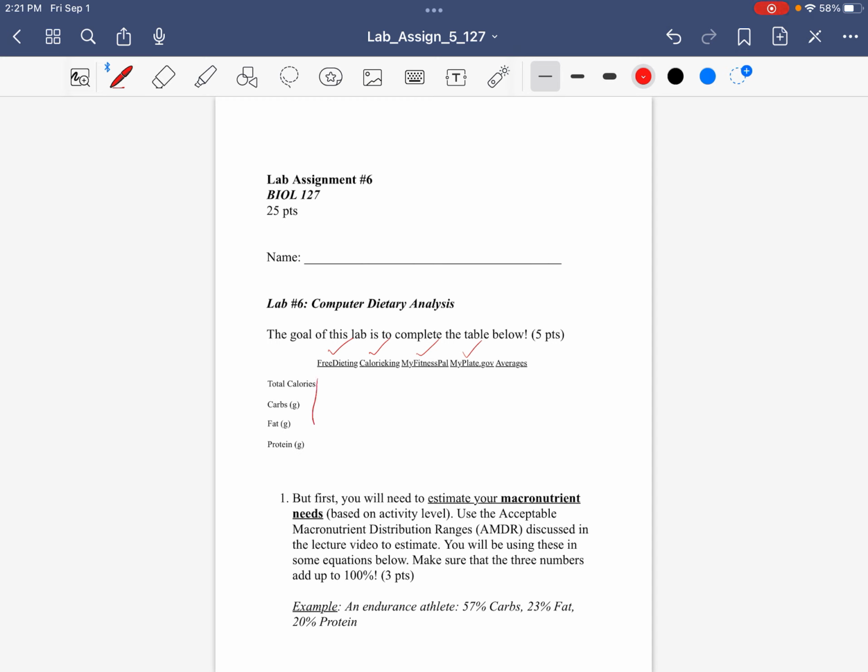Unfortunately, when I imported this into my iPad, it didn't keep the table. So when you look at it, you're going to see a really bad table here. The goal of this lab is for you to fill out this table. By visiting 4 different websites, you're going to put in your information: age, height, weight, activity level. And each website is going to spit out some recommendations about how many calories a day you need based on the information you put in, and also grams of carbs, fat, and protein.